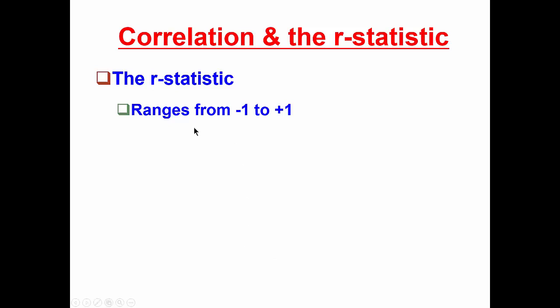So let's say first that the R statistic ranges between -1 and +1. By the way, that's also true for Spearman's rho. Both of those range between -1 and +1. Values near zero, that's the center of the range, indicate no association or no correlation between the two variables of interest.